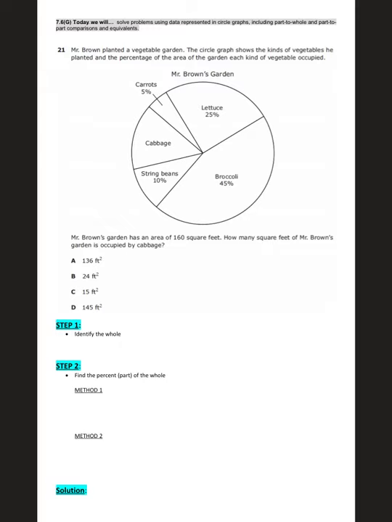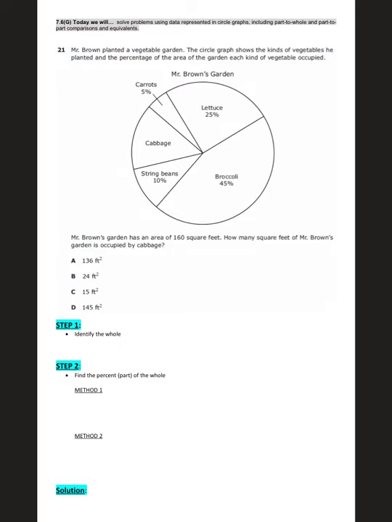Today we will solve problems using data represented in circle graphs, including part to whole comparisons, and equivalence. Mr. Brown planted a vegetable garden. The circle graph shows the kinds of vegetables he planted and the percentage of the area of the garden each kind of vegetable occupied. Mr. Brown's garden has an area of 160 square feet. How many square feet of Mr. Brown's garden is occupied by cabbage?